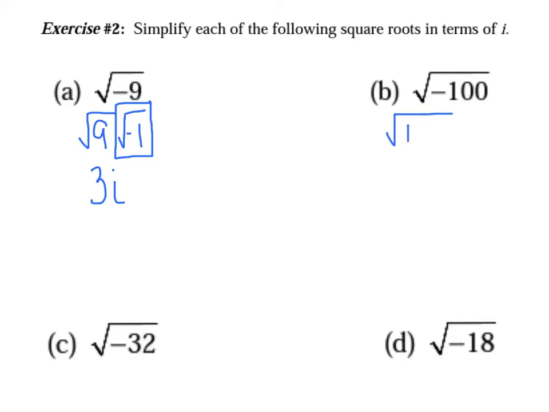Let's do 100 times negative 1. So that would give me 10 times i. So bottom line here is, as soon as you see a negative number here, you know you're going to have a what in your answer. You're going to have an i in your answer. You see a negative, you've got an i in your answer. Those two ideas go hand in hand every single time.